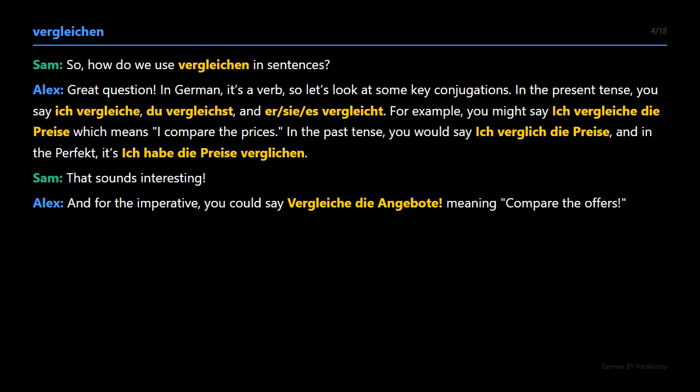In the present tense, you say, ich vergleiche, du vergleichst, and Sie, es vergleicht. For example, you might say, Ich vergleiche die Preise, which means I compare the prices. In the past tense, you would say, Ich verglich die Preise, and in the perfect, it's, Ich habe die Preise verglichen.